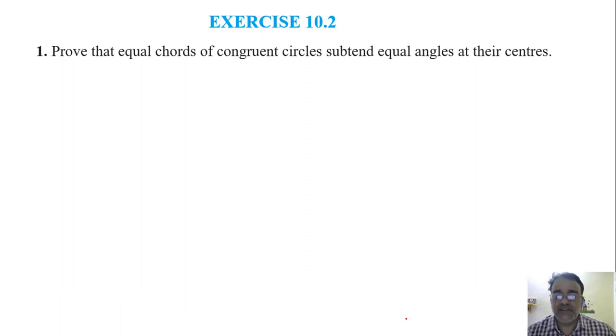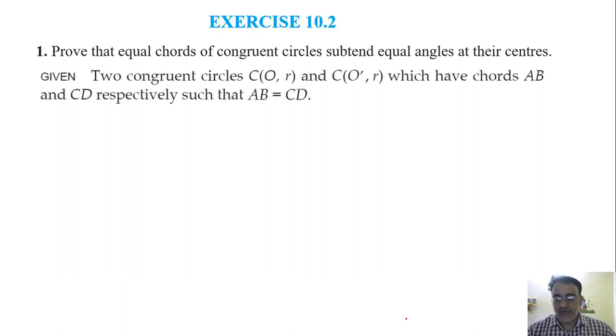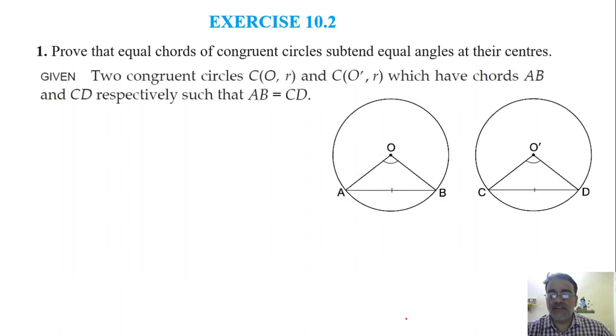Prove that equal chords of congruent circles subtend equal angles at their center. So here there are two congruent circles. Just now I told you that two circles are said to be congruent if their radii are equal. So here AB is equal to CD, it is given, and we have to show that angle AOB is equal to angle CO'D. Right, so this we have to prove.